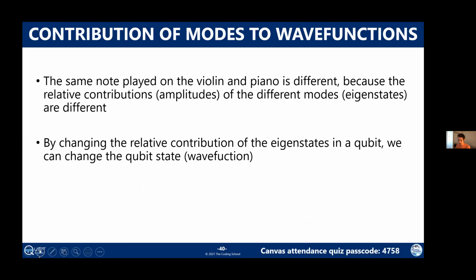Now, by changing the relative contribution of the eigenstates in a qubit, we can again change the qubit state. So in the world of quantum mechanics, if you had two qubits with different amplitudes of their various modes, those would behave differently in physical experiments, just like how you can hear a difference between the piano and the violin. So I really like this analogy of using musical instruments to talk about eigenstates and modes and superposition and all that kind of stuff. Hopefully this helps illustrate that idea just a little bit more.